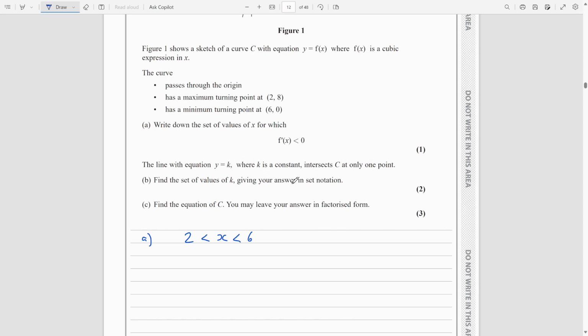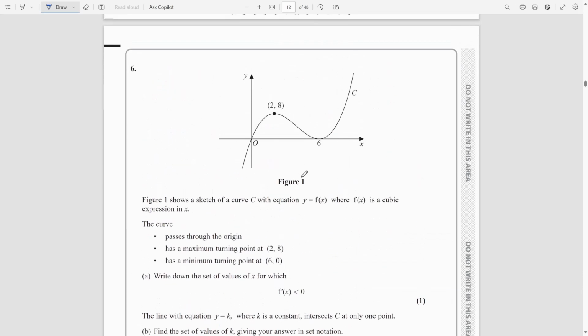So what we need to know is, if I was to draw a horizontal line across this, where could I do it such that it would only intersect the curve once? Well, if I did it through here, it would intersect it multiple times. It would need to be above this maximum turning point or below this minimum turning point. So it's going to be when k is greater than 8 or less than 0. If it's greater than 8, then it's going to be going up here and only intersecting once over here. And if it's less than 0, it intersects once somewhere over here.